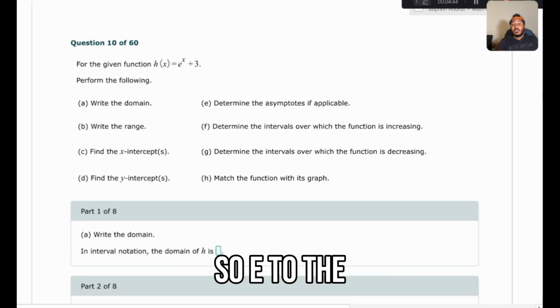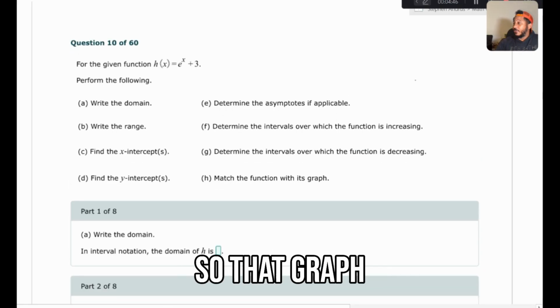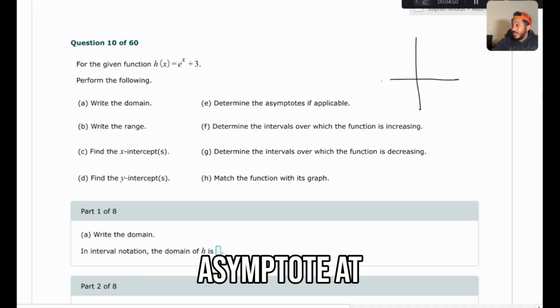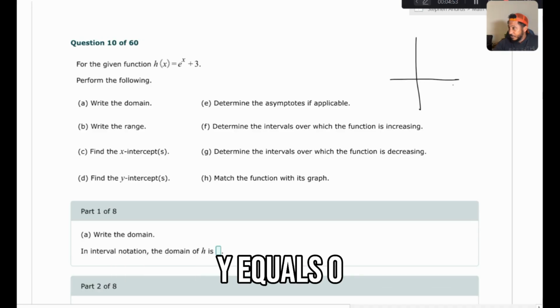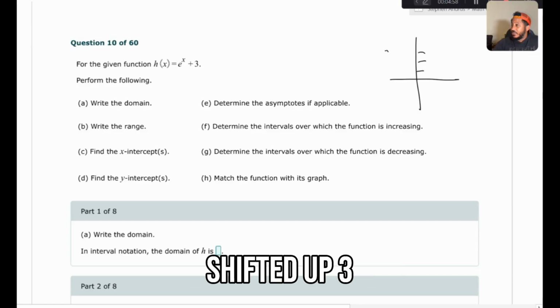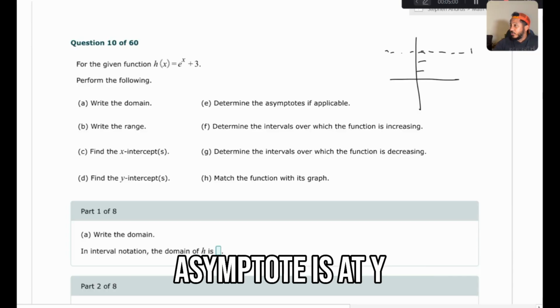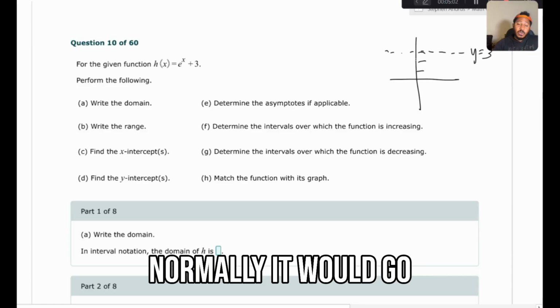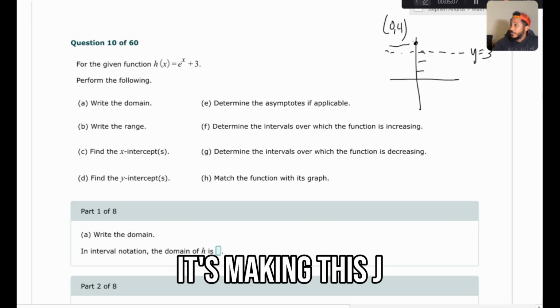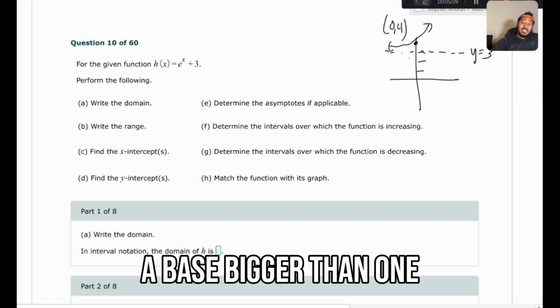Then we get to graphs like this. So e to the x plus 3. So that graph is an exponential graph, right? We normally have a horizontal asymptote at y equals 0, but this one shifted up 3, making this J shape. And so if it shifted up 3, we know a horizontal asymptote is at y equals 3. Normally it would go through 0, 1, but now since it shifted up 3, it goes through 0, 4. And again, it's making this J shape because e is a base bigger than 1.